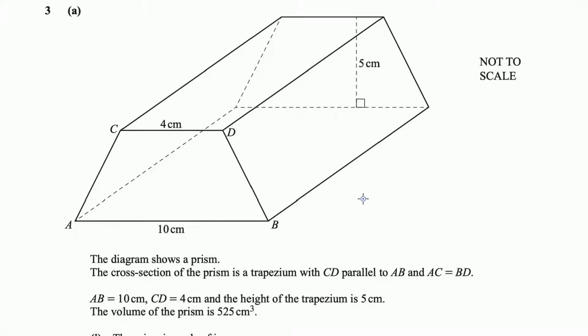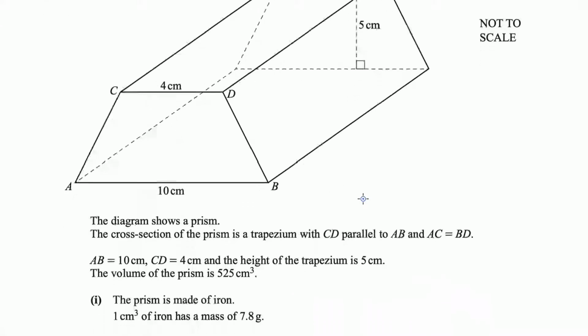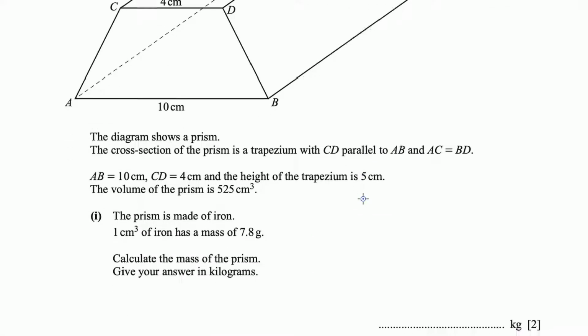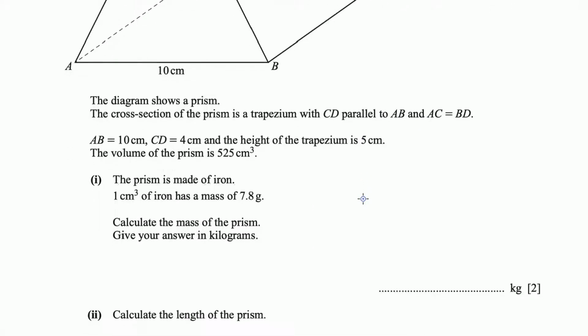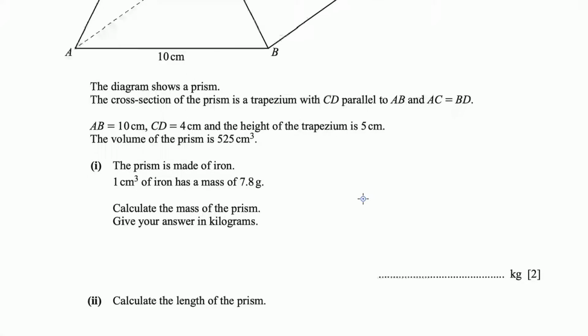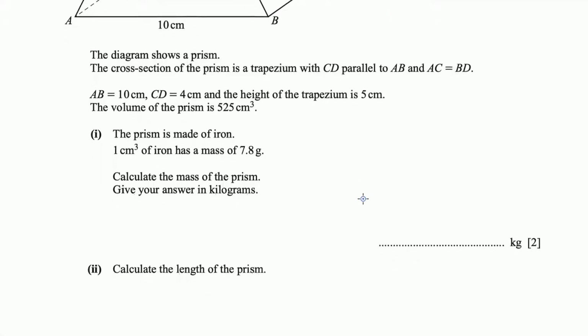Okay, so this is a very big question. The diagram shows a prism. The cross section of the prism is a trapezium with CD parallel to AB and AC parallel to BD. AB is equal to 10 centimeters, CD is equal to 4 centimeters, and the height of the trapezium is 5 centimeters. The volume of the prism is 525 centimeter cube, and the prism is made from iron.